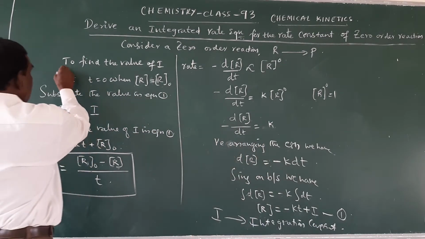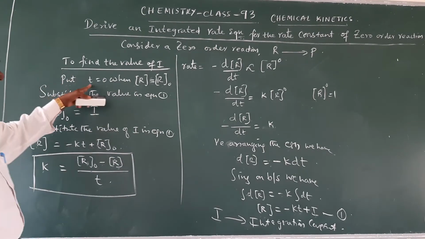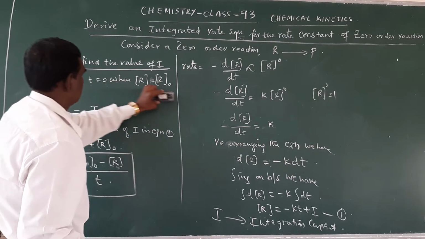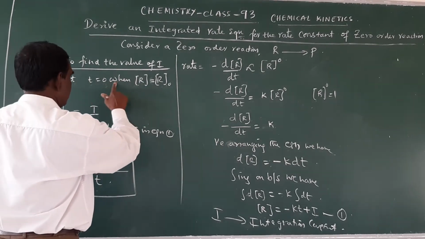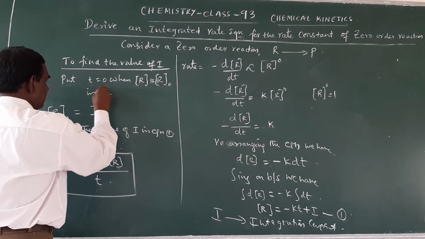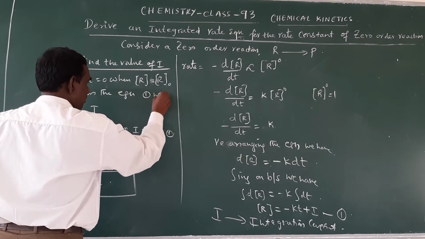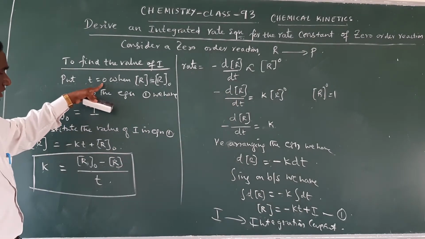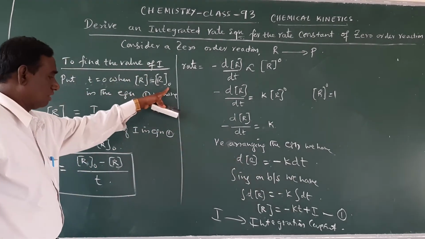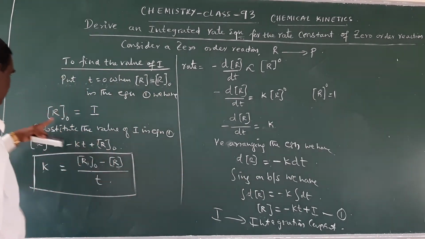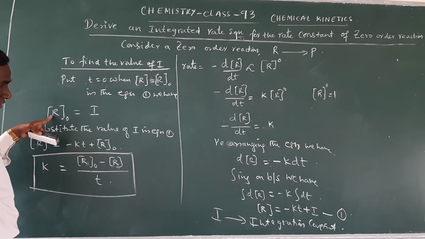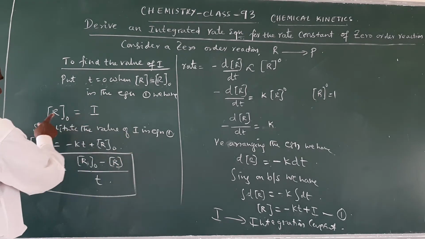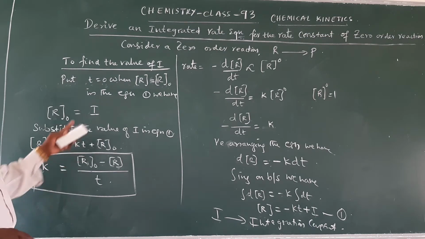Now to find the value of I, put t is equal to 0 when R is equal to R naught in equation 1. So equation 1 becomes R is equal to R naught, and R naught is equal to minus k into 0, which is 0, plus I. Therefore, R naught becomes I. What is the value of I now? I is equal to R naught.